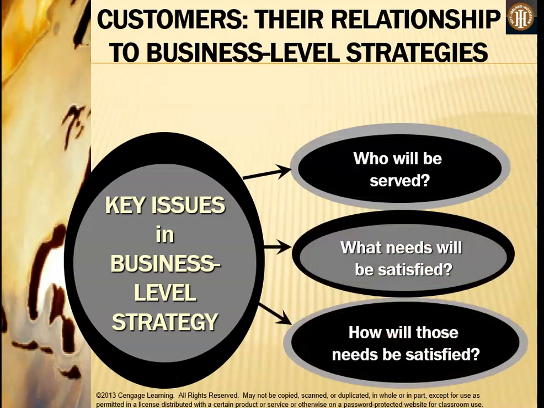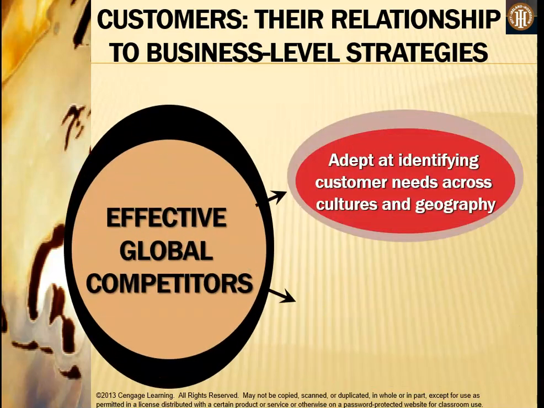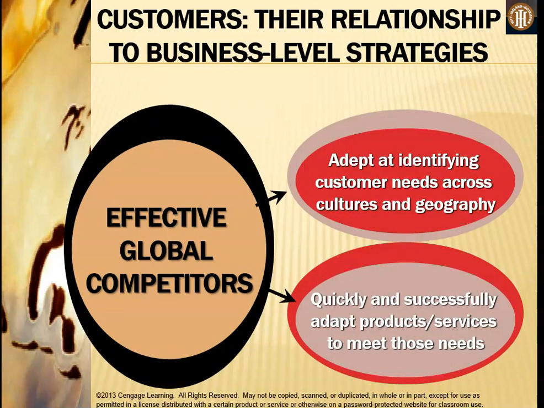Some of the key issues in business level strategy are: who will be served, what needs will be satisfied, and how will these needs be satisfied. In order to operate effectively with global competitors, the firm needs to be adept at identifying customer needs across cultures and geography. They also need to quickly and successfully adapt products and services to meet those needs.